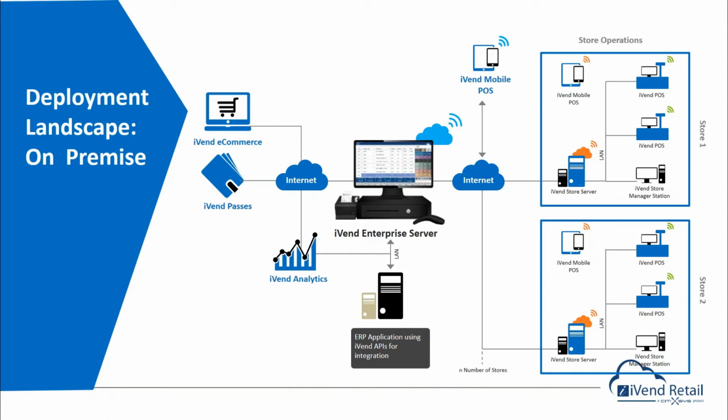Well, let me tell you. When the internet goes out, you can still carry on processing at the store server. In fact, depending on where the internet is out, either at the enterprise or on the store side, if you still have internet access at the store, but the enterprise doesn't have it, the store will still be able to carry on and do credit card transactions.